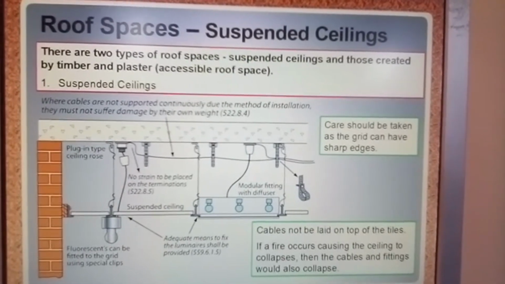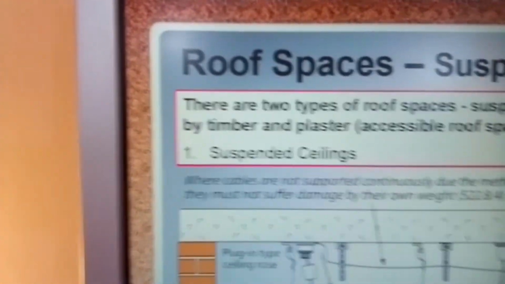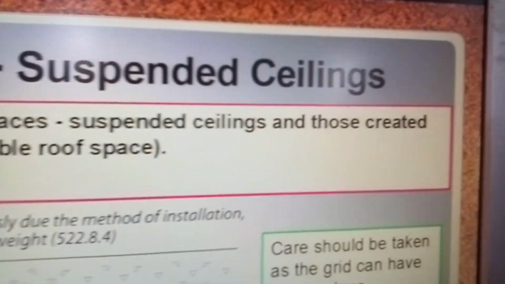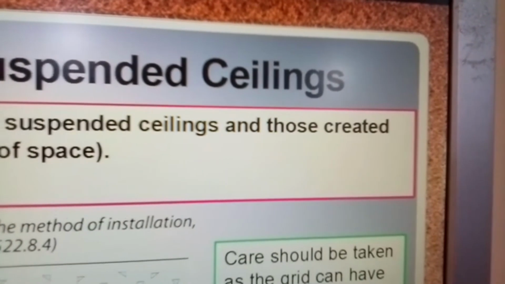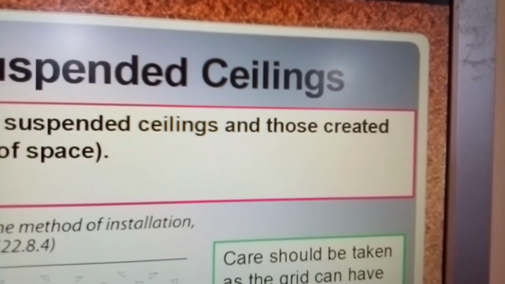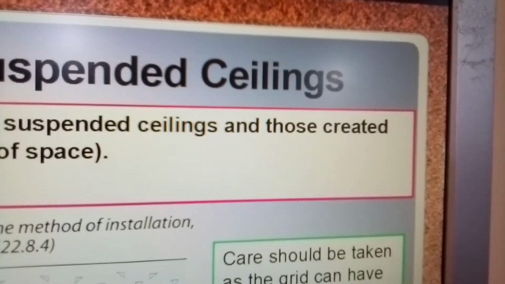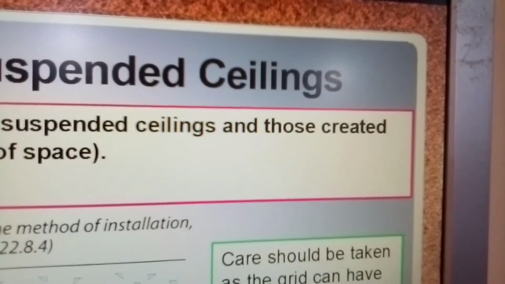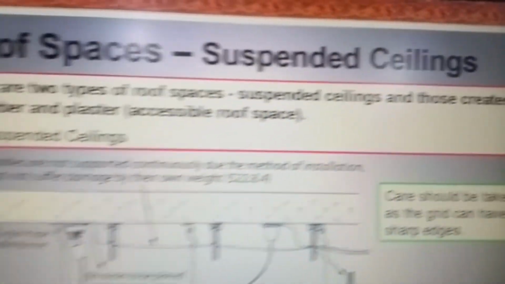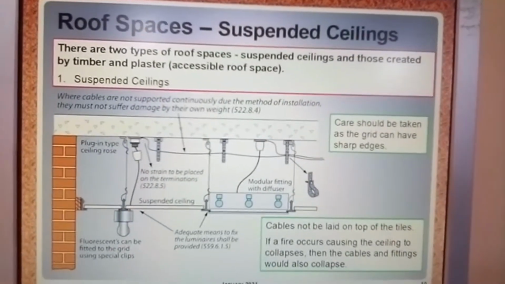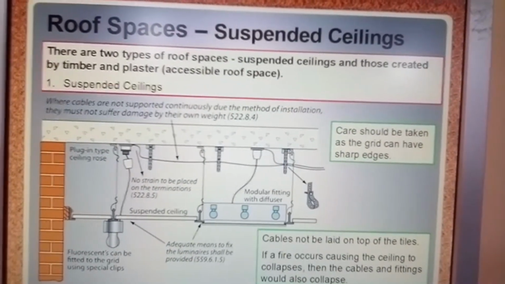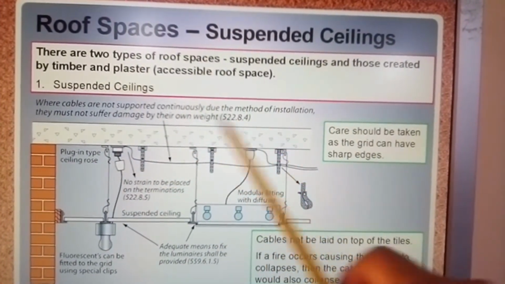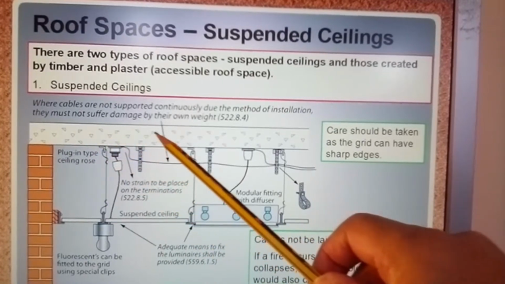Roof spaces, suspended ceilings, okay? There are two types of roof spaces, suspended ceiling and those created by timber and plaster, accessible roof space. Okay. Now, let me just make sure we get this in full view first, okay? The cables are not supported continuously due to the method of installation. They must not suffer damage by their own weight, okay?